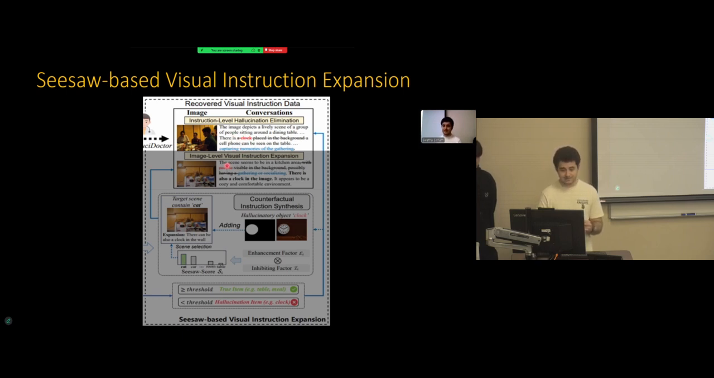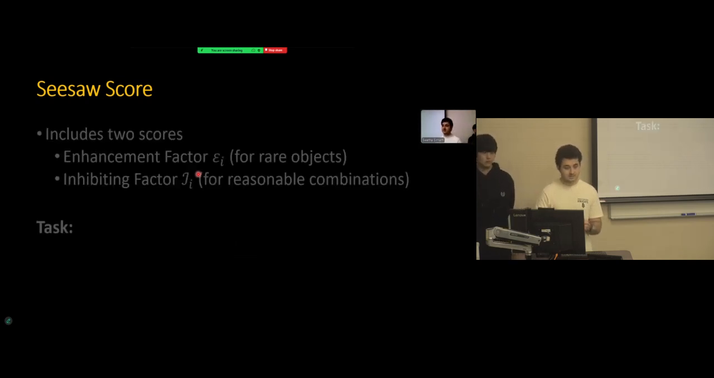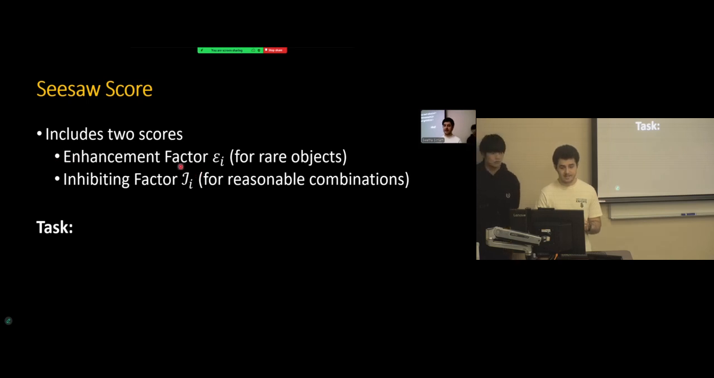Now, at the second stage, what we do is we add an image to our target scenes and modify our captions so that we can further reduce hallucinations. So to calculate and decide on our target scenes, we need to calculate the seesaw score, and it includes two factors: enhancement factor, EI, to select the rare objects that the model hasn't seen so far, and also the second factor is inhibiting factor, I, to understand whether this object that we are going to select as our target scenes is a reasonable combination with our hallucinating object.